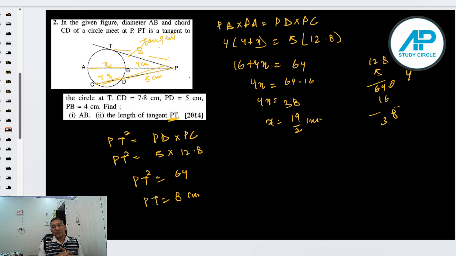So I got the value of PT square, PD into PC. PT square is 5 into 12.8, 64. Then PT is 8. The tangent is 8. Property: the square of the tangent is equal to the product of the line segments of the chord extended to intersect the tangent outside the circle at point P. I hope the question is clear to you.